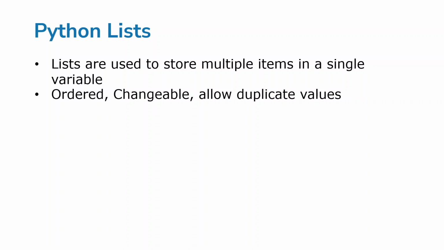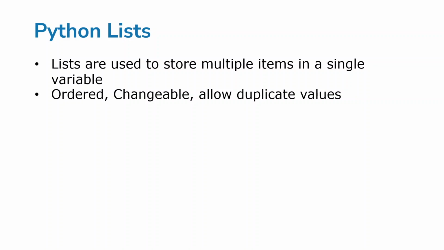The next point is it is ordered, changeable, and it allows duplicate values. When I say ordered, it doesn't necessarily mean sorted order. Whenever you insert any item into a list, it generally appends at the last. So that's what we generally mean by ordered. Changeable means you can change the items in it. Once you have declared it, you can change it.